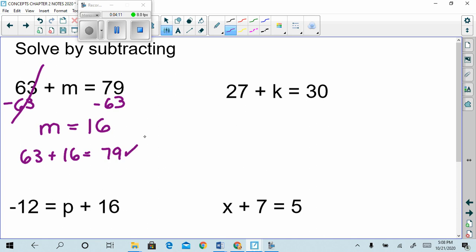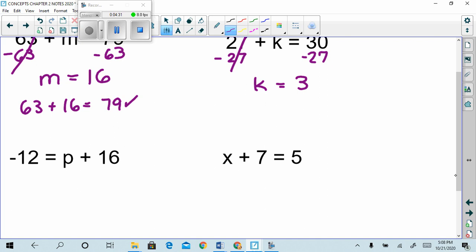Whatever I see, I do the inverse. I have a positive 27. If I subtract it, it will cancel out. So whatever I do on the left, I do on the right. It's called the property of equality. And this one was a mental math because 27 plus 3 is 30, and you probably knew that without having to do the math.